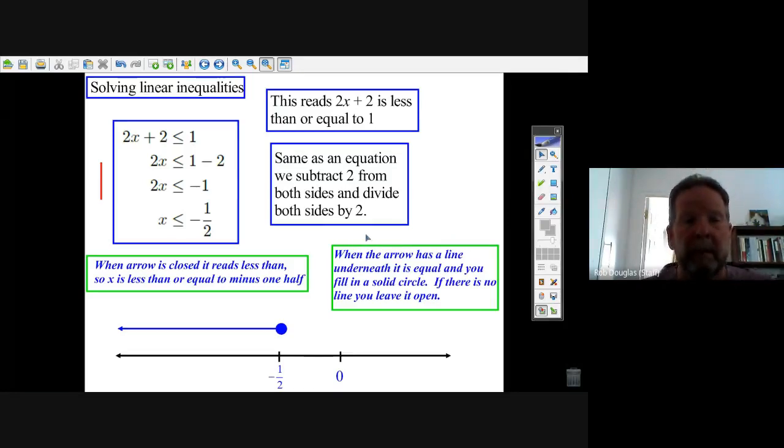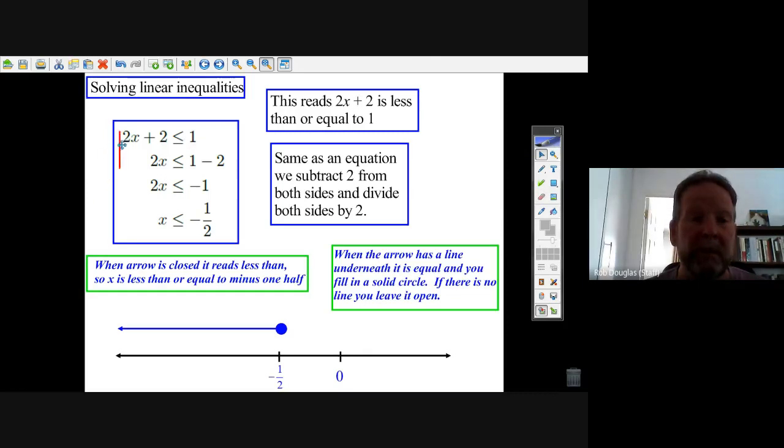Okay, we're going to look at solving linear inequalities. Say we're asked to solve 2x plus 2 is less than or equal to 1. First, this inequality thing, we get confused with these arrows, these inequality symbols. It reads 2x plus 2 is less than or equal to 1.